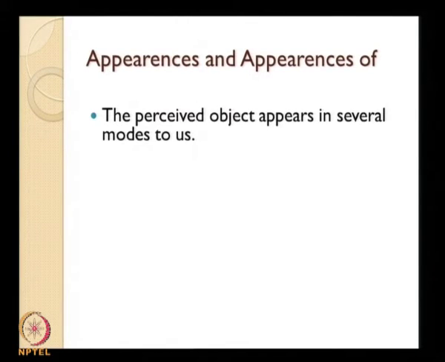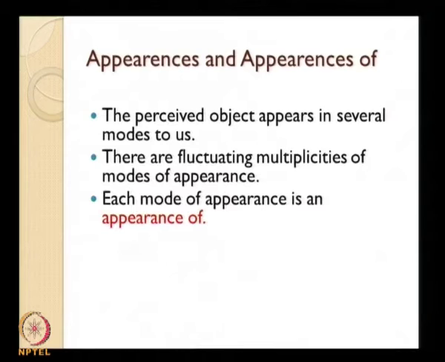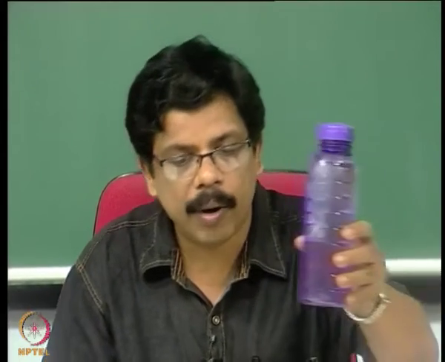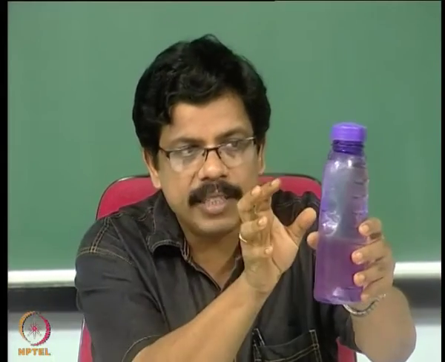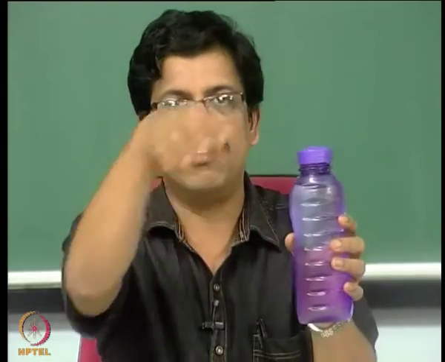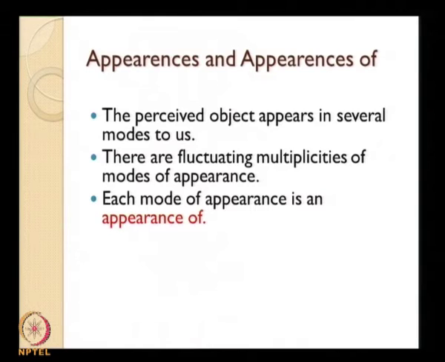We can actually perceive the object from several angles, and it appears to us differently from different angles and perspectives. So there are fluctuating multiplicities of modes of appearance, like where I can see one object from different angles. Each mode of appearance, though, is an appearance of. Say for instance, I take this water bottle. It can be seen from this angle, from that angle, various angles, and it presents itself differently as I look at it from different perspectives. Now, there are multiplicities of modes of appearance of this water bottle, but what is important is that each mode of appearance of this bottle is an appearance of this object.